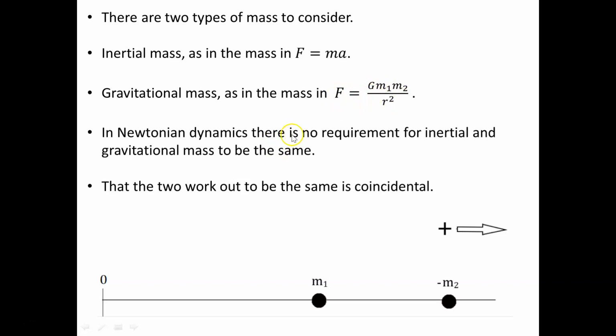In Newtonian dynamics, though, there is no requirement for inertial or gravitational mass to be the same. That it works out that way is purely coincidental and very fortunate. Now, in this video series we're going to have a coordinate system, with a mass m1 and a mass m2, positive or negative. All motion to the right will be positive. That's the positive direction there, and you'll see shortly in the diagrams where more details are added.